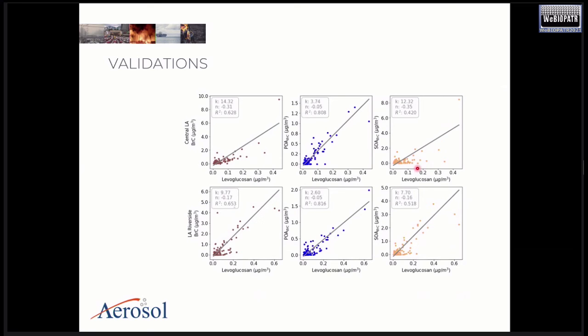Again, primary brown carbon, so primary absorbing organic aerosol, is a good marker for biomass burning. And again, you can see for both sites the correlation with levoglucosan of primary organic aerosol, so of primary brown carbon. It's much higher than for the secondary organic brown carbon. Of course, they have different sources.